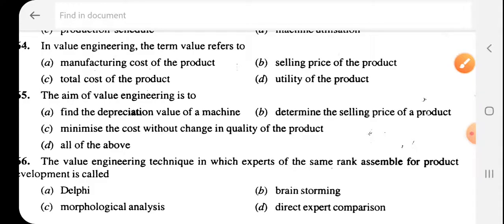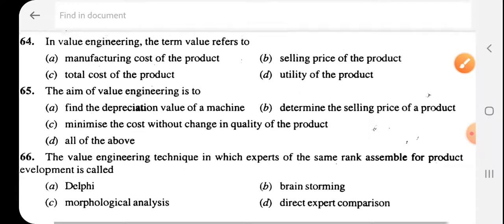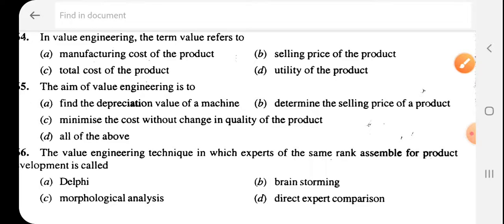In value engineering, the term value refers to the utility of the product. 164 is D. So how you are utilizing that product, that is value engineering.